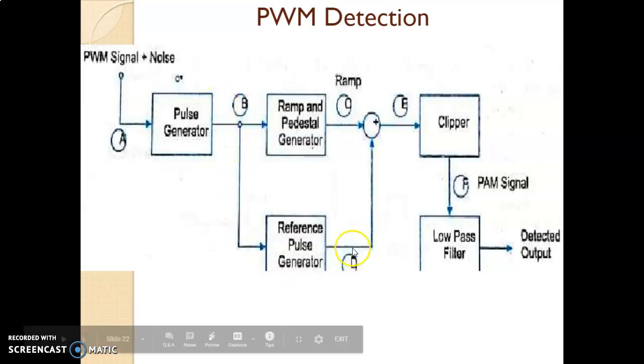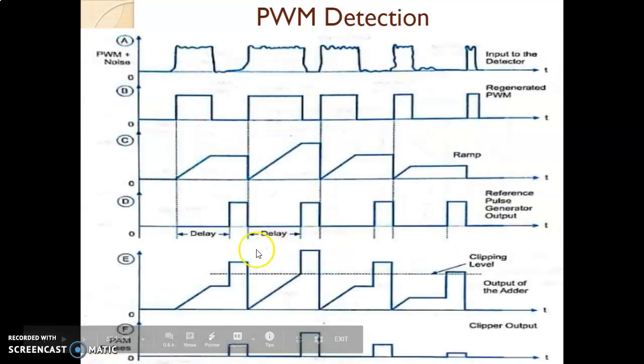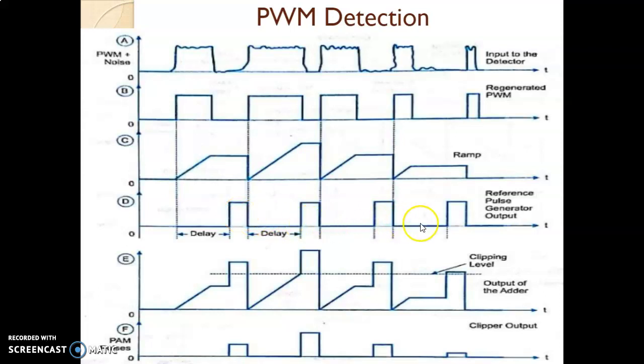Now, the reference pulse generator is generating the waveform of point D. You can see at point D, it is generating reference pulses at every starting edge of the PWM signal. So you can see the pulses are generated in between, and at every starting edge, the reference pulse generator is going to generate a pulse.